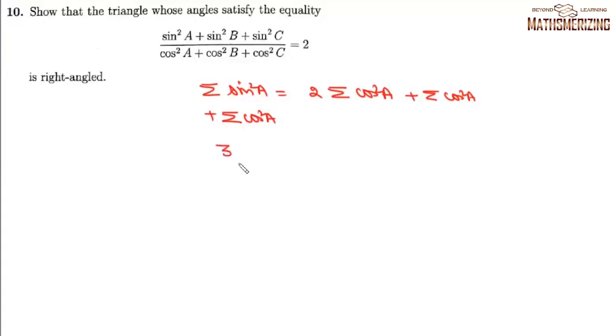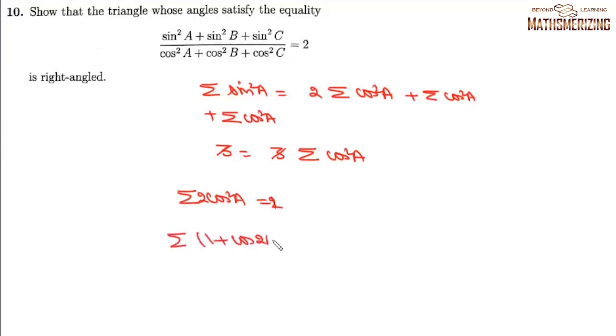So on the left hand side we'll get this as 3, and here will be 3 times summation cos square A. Now we'll cancel this 3 with 3. So we can write summation cos square A is equal to 1. Now we'll multiply 2 both sides. So we can write 2 cos square A as 1 plus cos 2A, and it will be equal to 2.